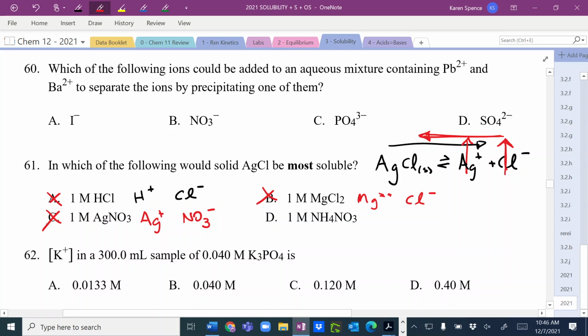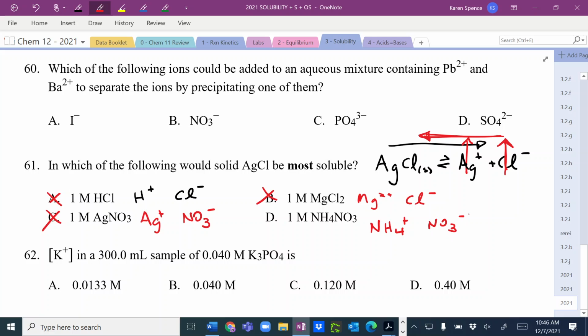And NH4NO3 actually doesn't react with anything. But seeing as the other three make it less soluble, there's nothing to shift it to the right. So just its normal solubility is the most soluble. Yeah?